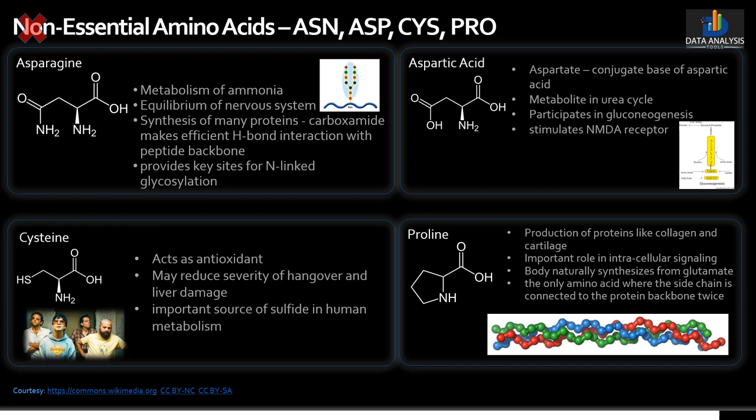Aspartate is the conjugate base of aspartic acid. It is formed by the removal of a proton. Aspartate stimulates NMDA receptors associated to the neurotransmitter glutamate, but it does not do so as strongly as glutamate does.